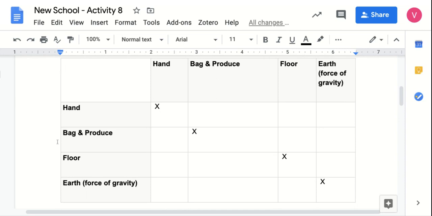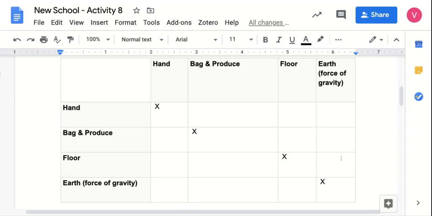So, when you're picking up a bag of produce, does the bag and produce interact or touch your hand? Does the floor that the bag of produce is sitting on touch your hand? Does your hand have to overcome the force of gravity? You're going to repeat this process through all of the tables.